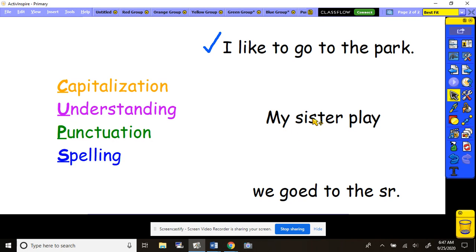All right, let's check the next one. This sentence says, my sister play. So let's check for capitalization. Check the beginning of your sentence. Make sure it starts with a capital letter.